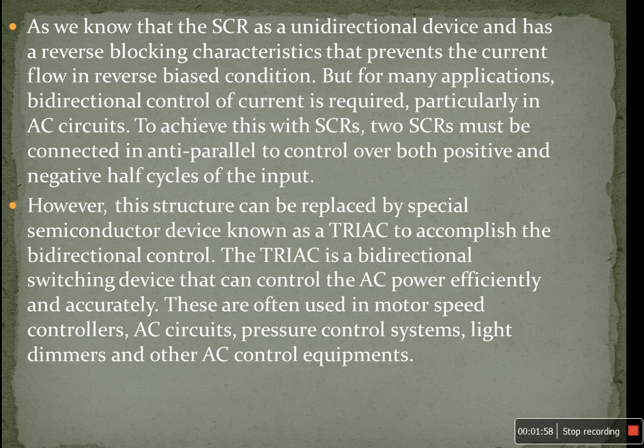However, this structure can be replaced by a special semiconductor device known as the triac to accomplish bidirectional control. In order to get a bidirectional device, we connect two SCRs in parallel, and that device is called the triac. The triac is a bidirectional switching device that can control AC power efficiently and accurately, whereas the SCR is unidirectional.